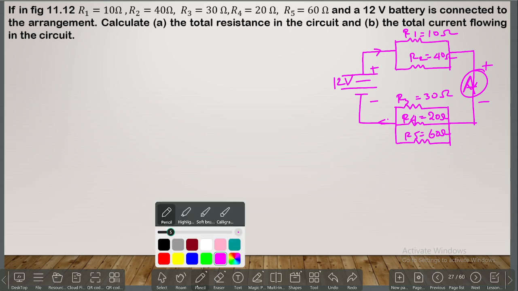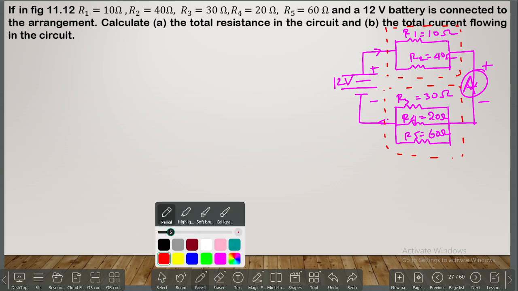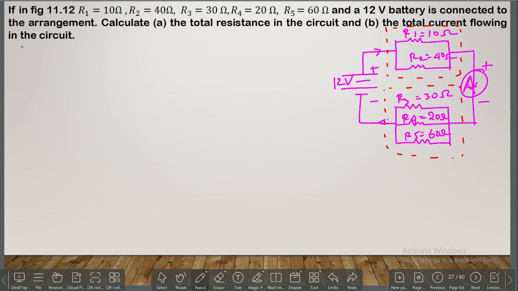So what is the first network? R1 and R2 are connected in one network, and R3, R4, R5 are connected in another network. So we need to simplify network-wise. First we will simplify network 1. What two resistors are there in network 1? R1 and R2. These two resistors are connected at a common point. Common point means it's going to be parallel.